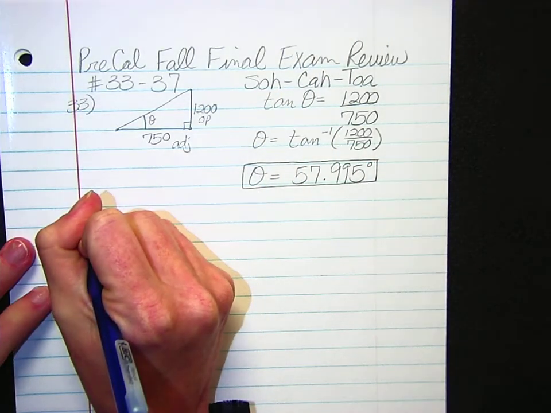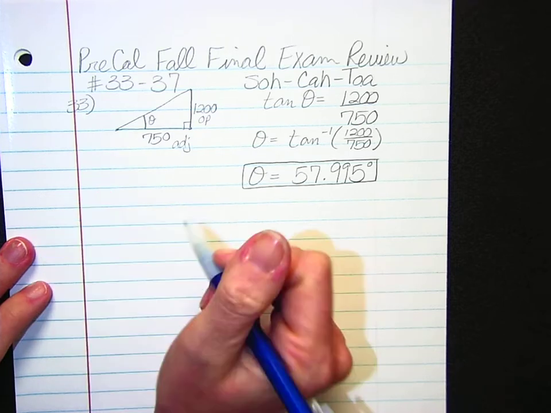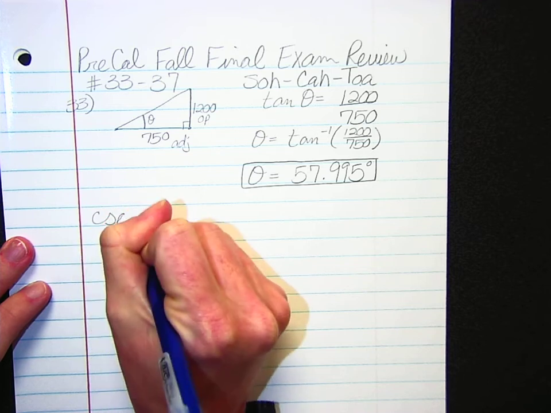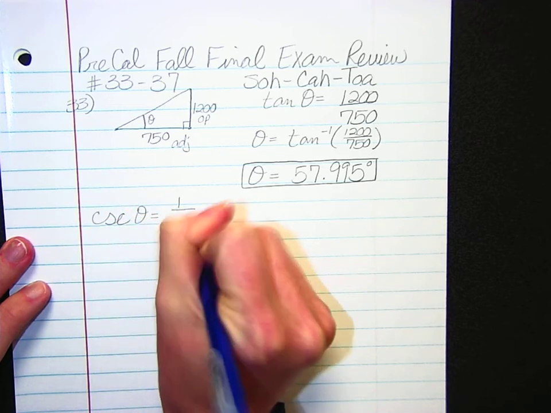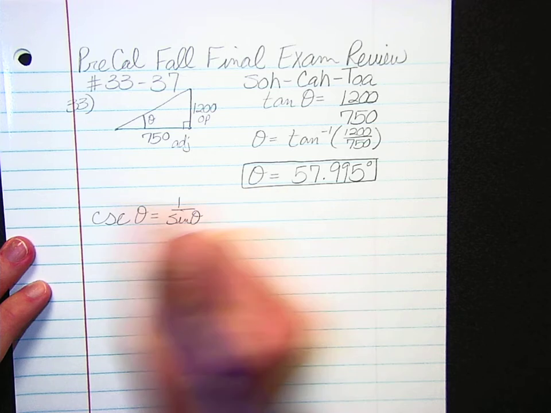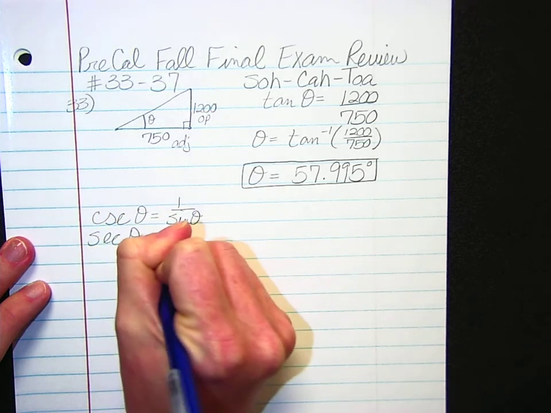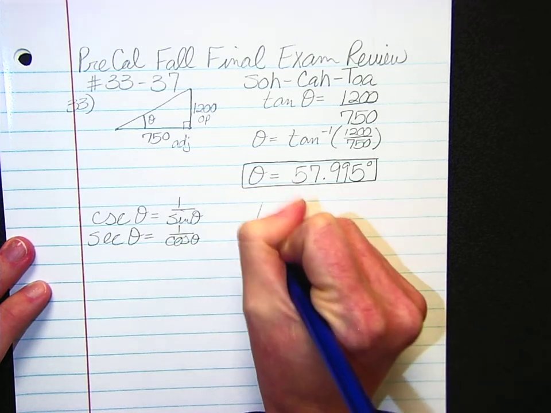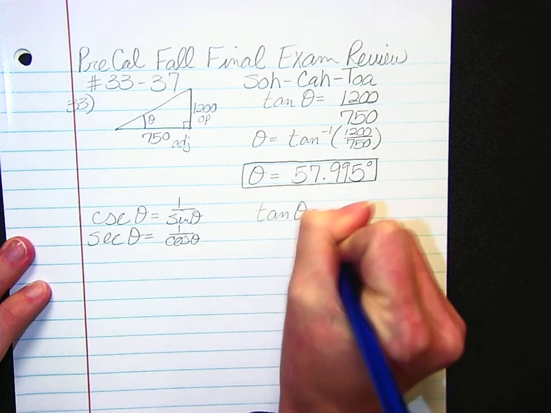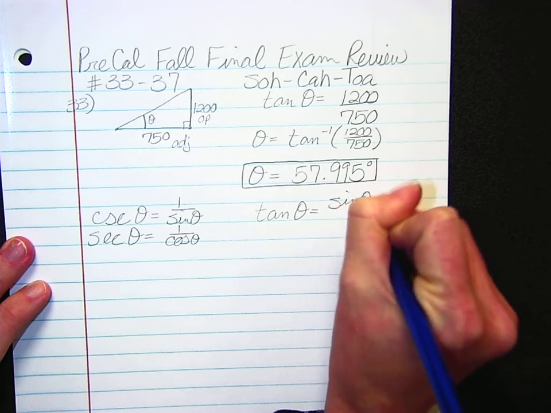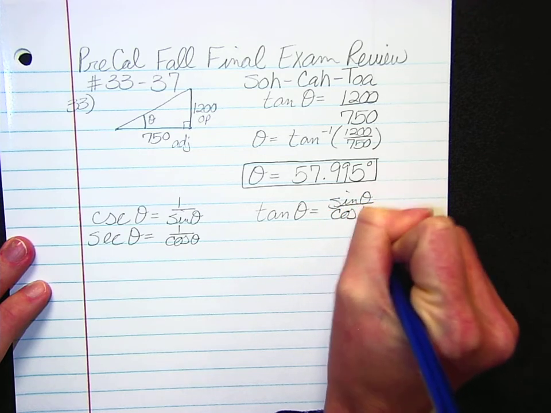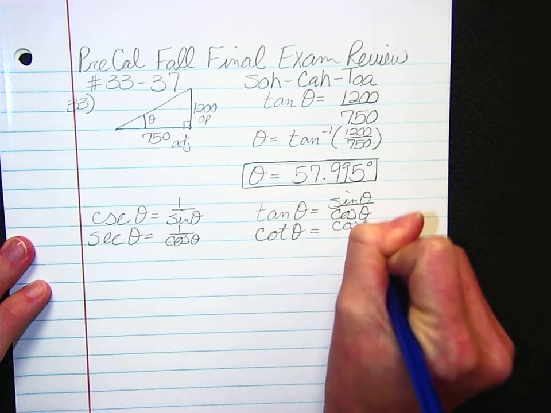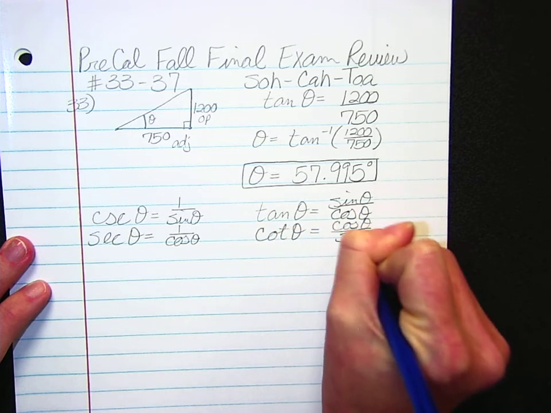Okay, on 34 we get into working with some of our identities. So let me just remind you about a couple of our identities real quick. First of all, we have our reciprocal identities. Cosecant is going to be 1 over sine, and secant is going to be 1 over cosine, and cotangent's 1 over tangent, but I really prefer to talk about tangent in terms of sine over cosine and cotangent as cosine over sine, like that.